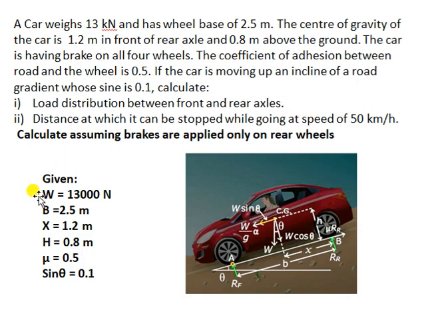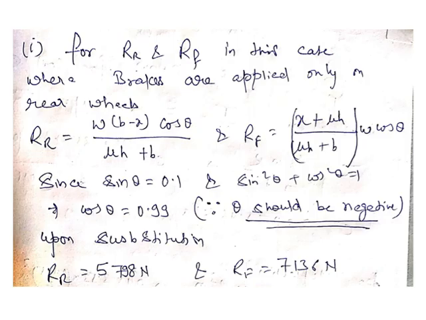For this question, these are the given parameters: the weight of the vehicle, the wheelbase, the distance of the center of gravity from the rear axle, the height of the center of gravity, the coefficient of adhesion, and the road gradient in terms of sin theta. For calculating the first part, the load distribution, I can make use of the expressions for RR and RF for the case of the brakes applied on the rear wheels. So RR and RF in that case is this expression.